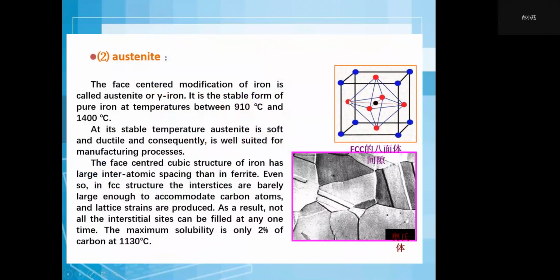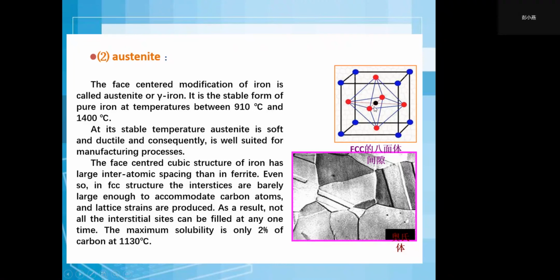Okay, and this is the structure of austenite. It is a face-centered cubic modification of iron. It is the stable form of pure iron at temperatures between 910 degrees Celsius and 1400 degrees Celsius. And at its stable temperature, austenite is soft and ductile, and consequently is well suited for manufacturing processes, for example, forging. And the face-centered cubic structure of iron has larger interatomic spacing than in ferrite.